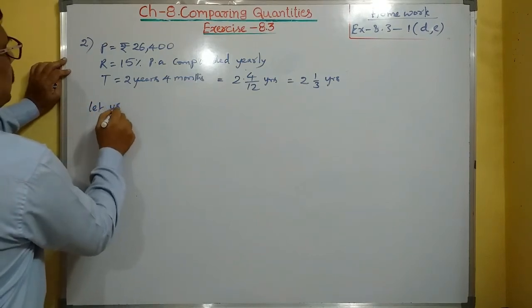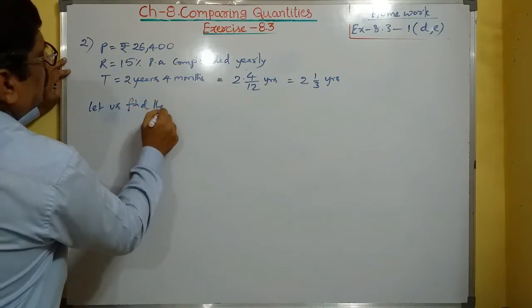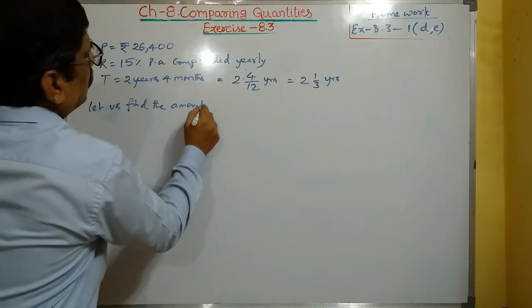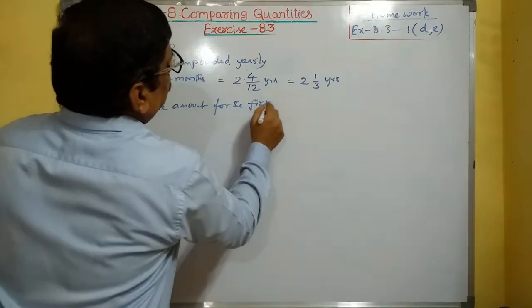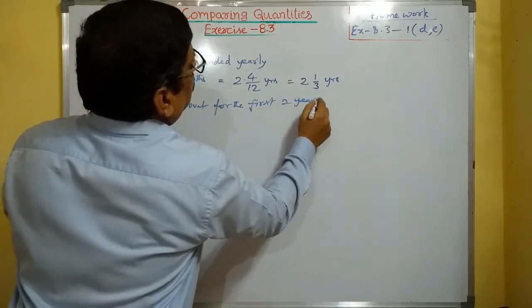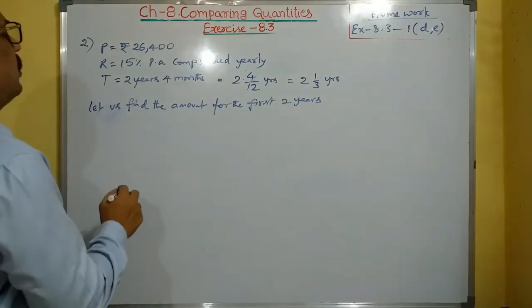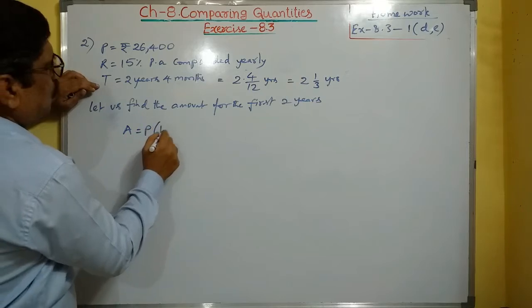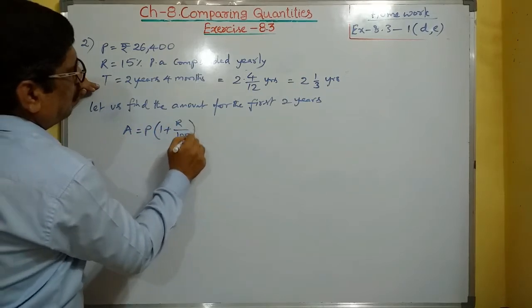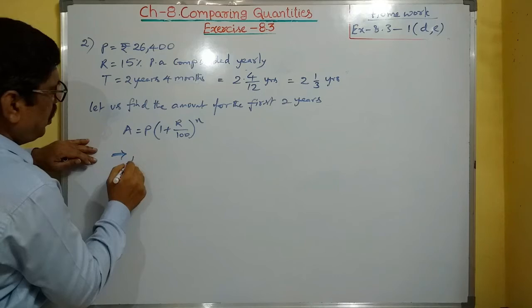Let us find the amount for the first 2 years. Okay, then what will happen? For the first 2 years, A is equal to P into 1 plus R by 100 whole to the power n. This is the formula.